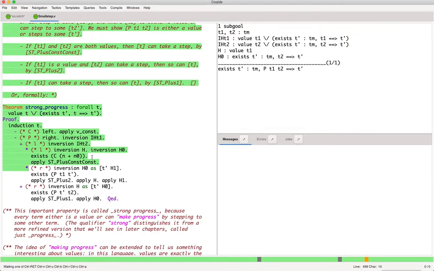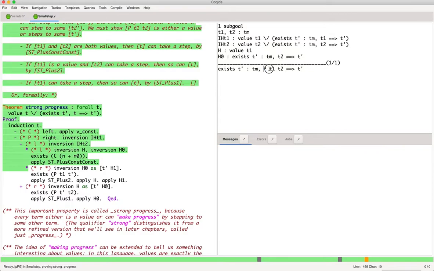In the other case, I'll just show you how this would work. This is the case where t1 is a constant because it's a value, and t2 can make a step. Don't get confused about the t primes here. There are two different t primes because of this 2 that exists here.